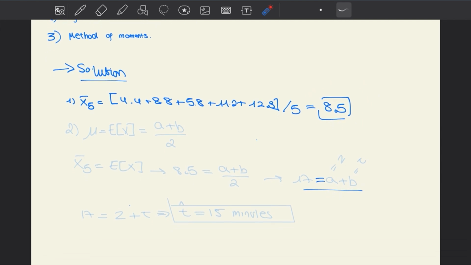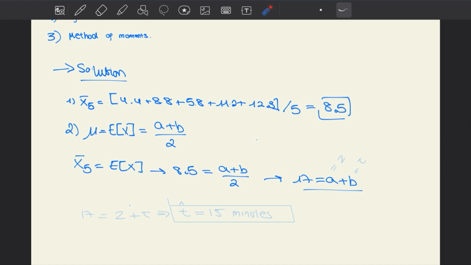Then we calculate the theoretical value, which is the expected value of the uniform distribution, calculated as a plus b divided by 2. And we know that the estimated mean is equal to the expected value, the theoretical value. So we know that 8.5 is going to be equal to a plus b divided by 2. So we know that 17 is equal to a plus b.